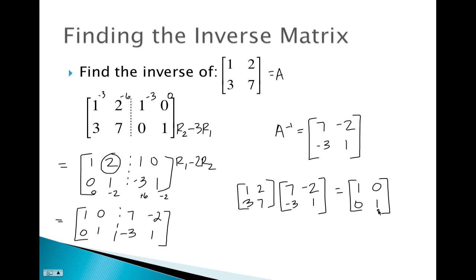So that's how you're going to solve inverse matrices. We have one more way to solve it, and we're going to learn this on the next slide.